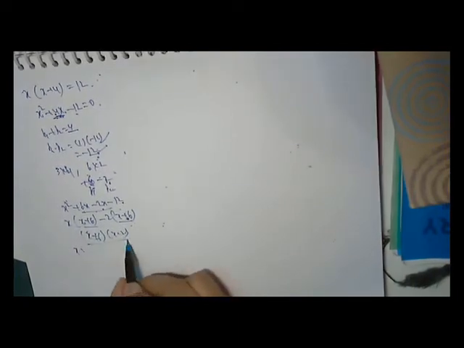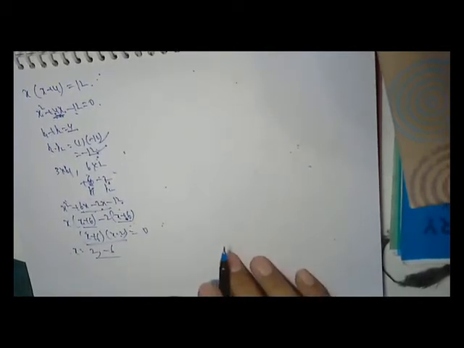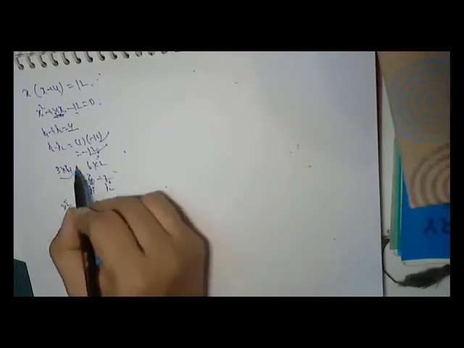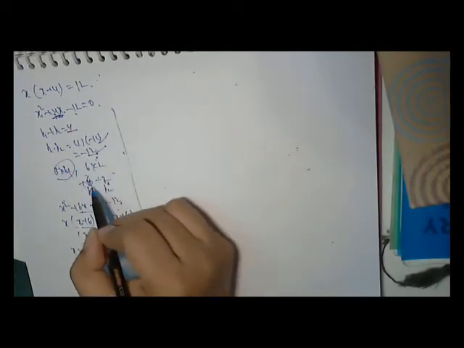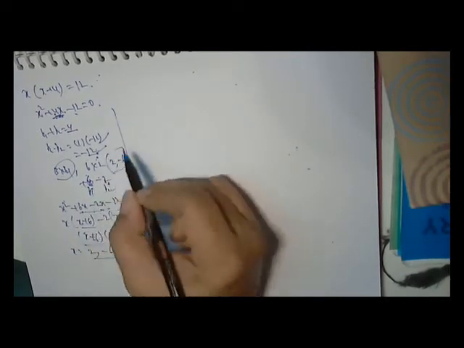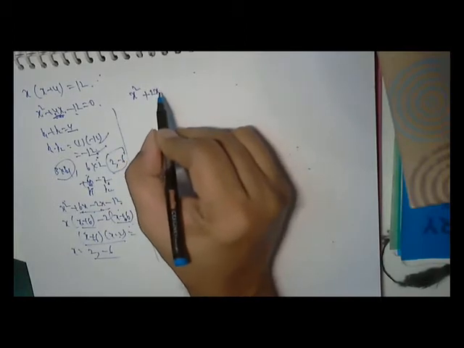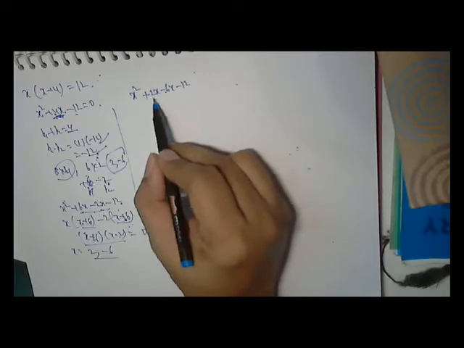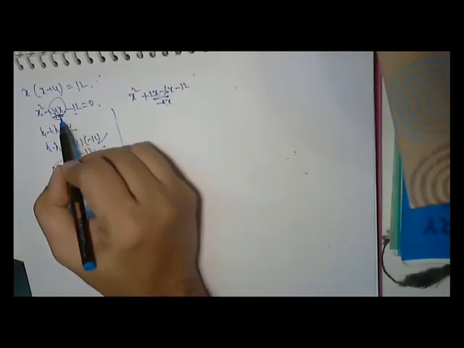What are the roots of this equation? For this to become 0, x should be 2 or minus 6. Suppose in place of 6 and minus 2, I have taken 2 and minus 6. So x square plus 2x minus 6x minus 12. So it becomes minus 4x, which is not tallying with my original equation.